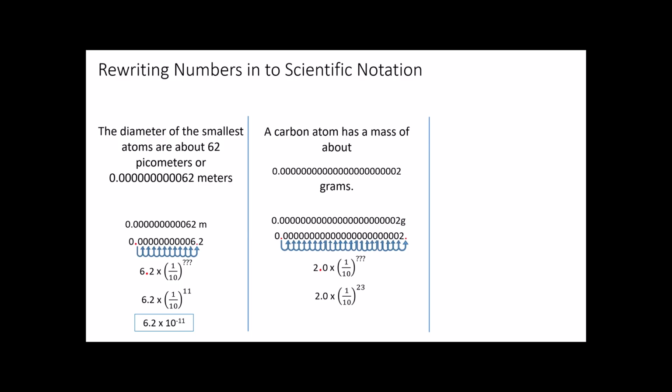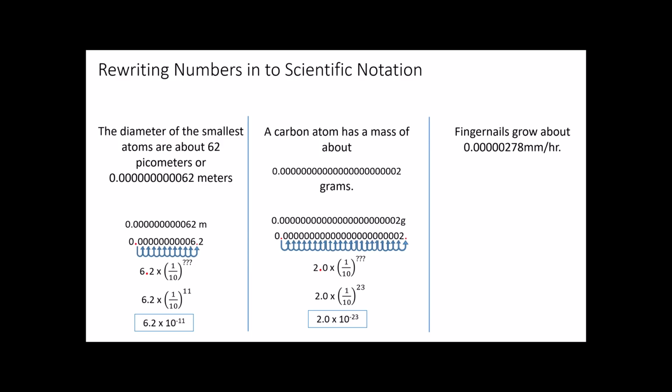23. It's going to take me 23 tenths to take this 2 and make it into a number that small. Now, because it is 1/10 and I want it to be in scientific notation, I need to make sure I use the reciprocal, so I'm going to make that into 2 times 10 to the negative 23rd. Let's do one more of these.